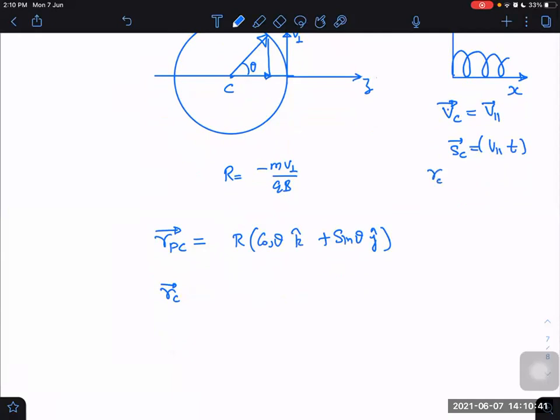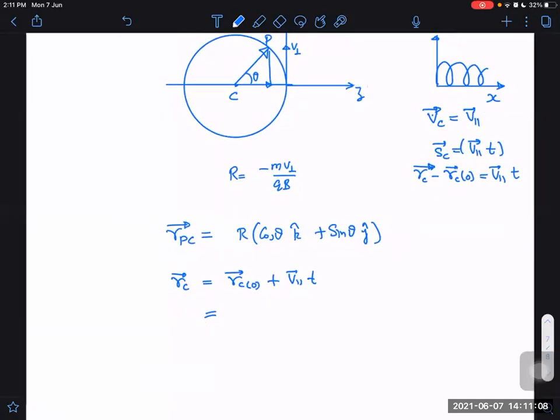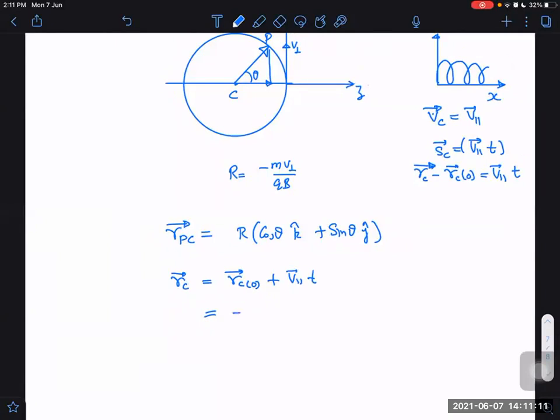If it is V parallel into T, then what is displacement referred to as? Displacement is the final position vector minus the initial position vector. Final is RC, and initial is, let us say, RC naught, the initial position. Change in position is equal to V parallel into T. Then I can write RC equals RC naught plus V parallel into T. What is the initial position of the particle? Initial position is minus R k cap. You observe the center of the circle initially is at a distance minus R k cap, plus V parallel.